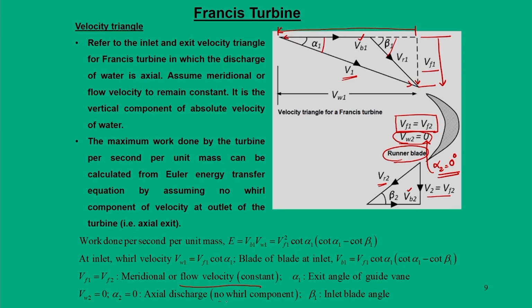So, axial discharge, there is no wheel component, and beta 1 is the inlet blade angle, alpha 1 is the exit blade angle of the guide vanes. Through this process we can find the expression for work done per second per unit mass, which is E equal to Vb1 and Vw1. Looking at these velocity triangles, this E can be expressed in terms of Vf1 with the angles alpha 1 and beta 1, and we can also find Vw1 and Vb1.